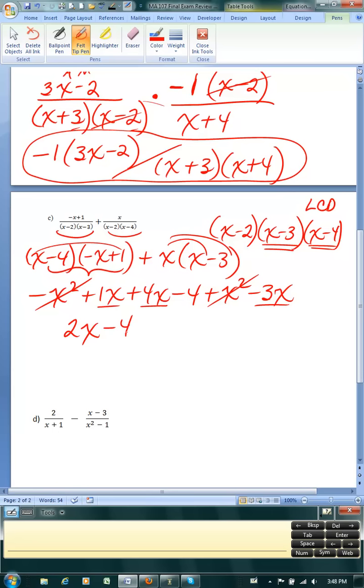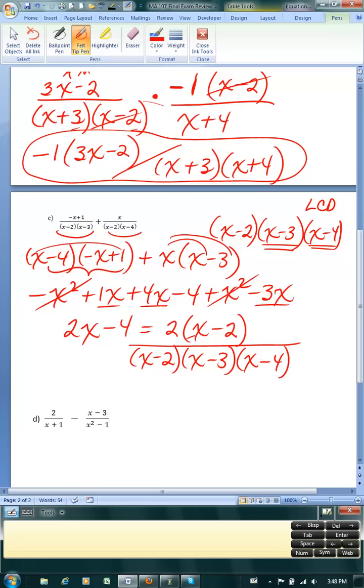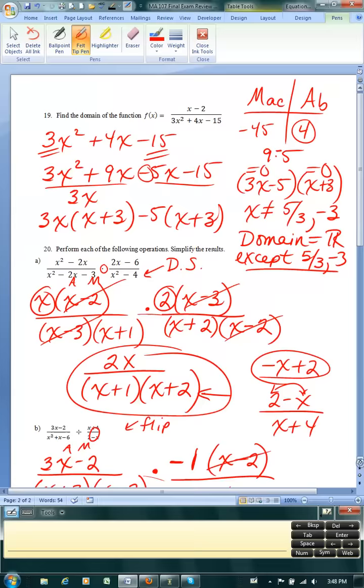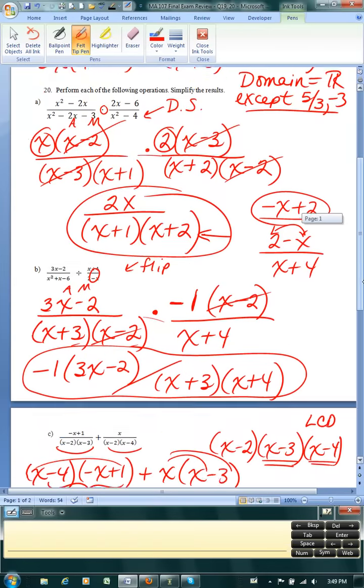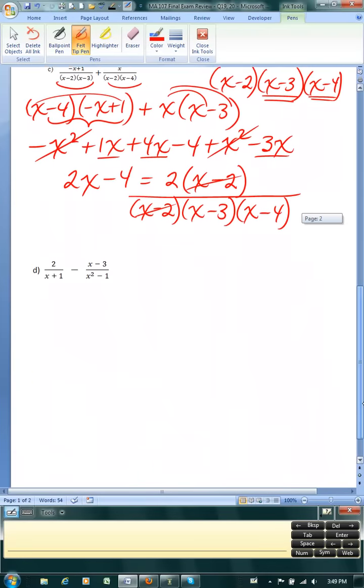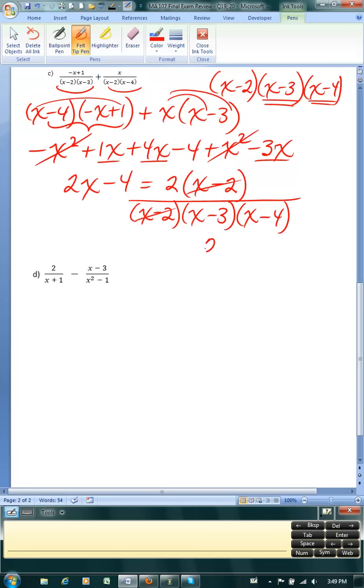I can take out a greatest common factor, which is 2. And then I have x minus 2. This is all over x minus 2, x minus 3, and x minus 4. The x minus 2's reduce. And my final answer is 2 over x minus 3 and x minus 4.